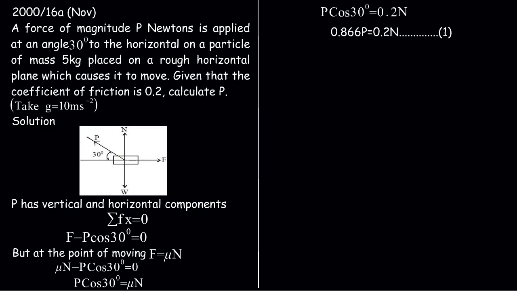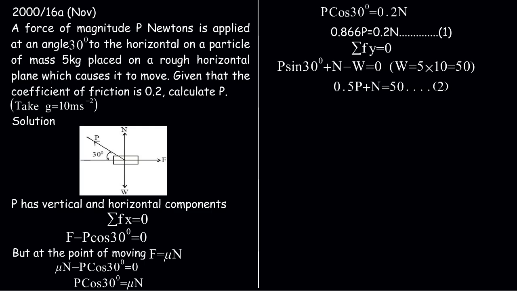Also, the sum of our vertical forces will be equals to 0. So our vertical forces are P sin 30, the vertical component of P, which is acting upward, N, and W, which is acting downward. So P sin 30 plus N minus W will be equals to 0. And we know that W will be equals to 5 times 10, which is equals to 50. So inputting, it becomes 0.5 P plus N is equals to 50. This is going to be our equation 2.